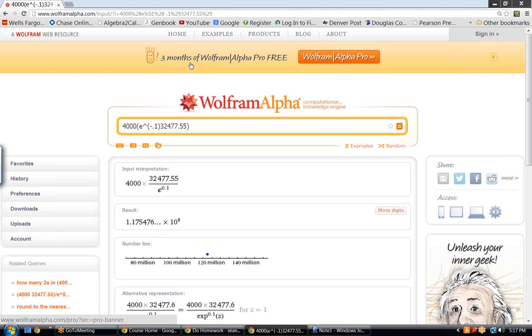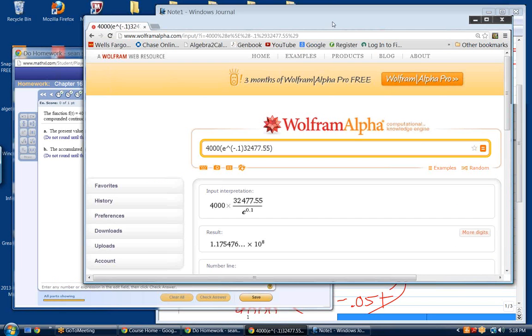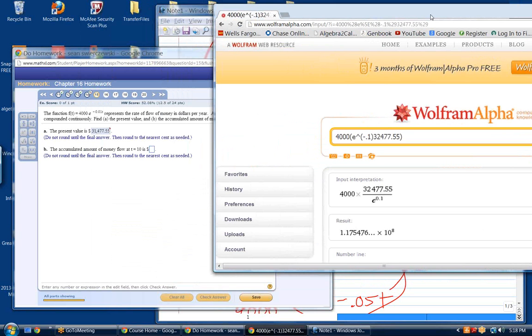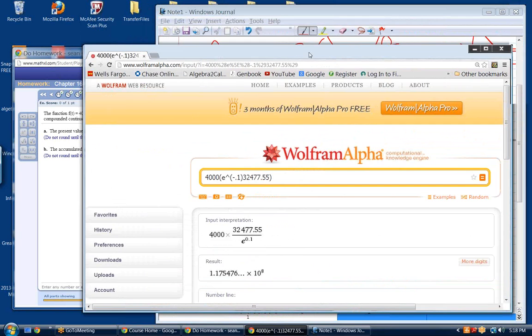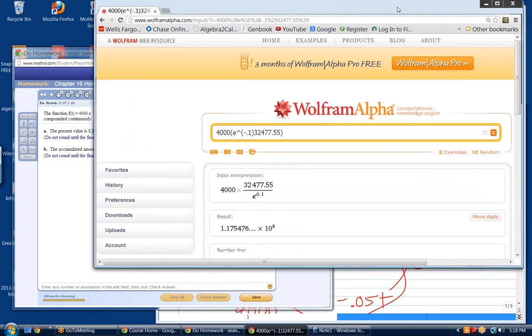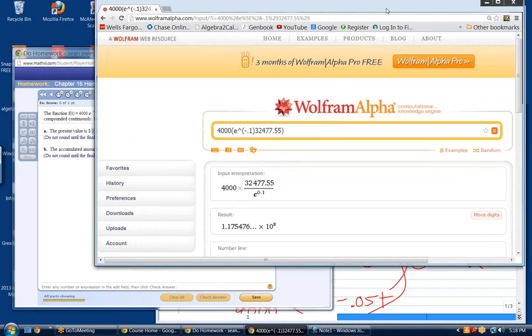Well, how come they gave us 6 decimal points this time? I don't know. In the last one, they gave us 1 decimal point. I guess we put this answer in there. What are we supposed to round it to? The nearest cent? Criminy. The nearest cent. More digits. Wow.